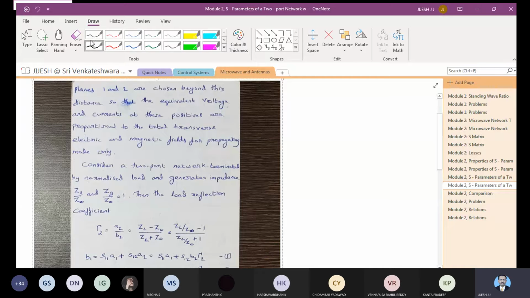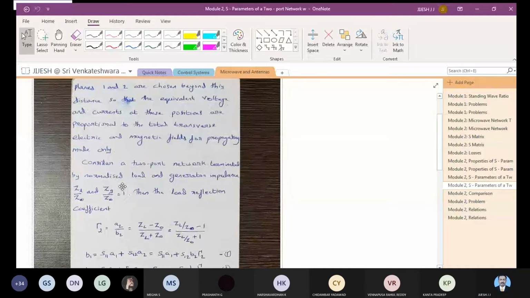ZL divided by Z0, and ZG divided by Z0, both will be equal to 1. Then the load reflection coefficients we will be writing. So we are going to write a few equations based on the mismatched load. First we will be starting with gamma 2. Whatever you have studied for the matched load might not be the same as when you go with the mismatched load.